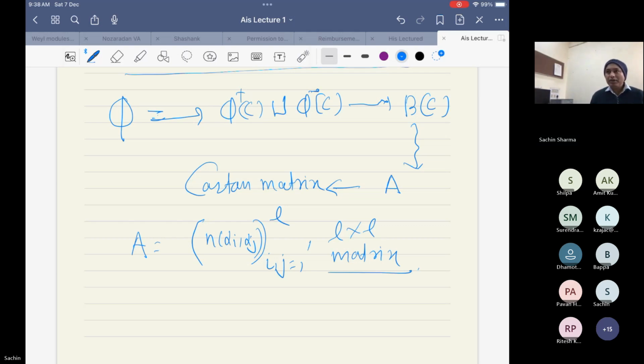What do you say about these things? How does this matrix look like? Anybody from the audience? What are the diagonal entries of the matrix? Yes? 2. So the diagonal entries of the matrix are 2. What about the non-diagonal entries?